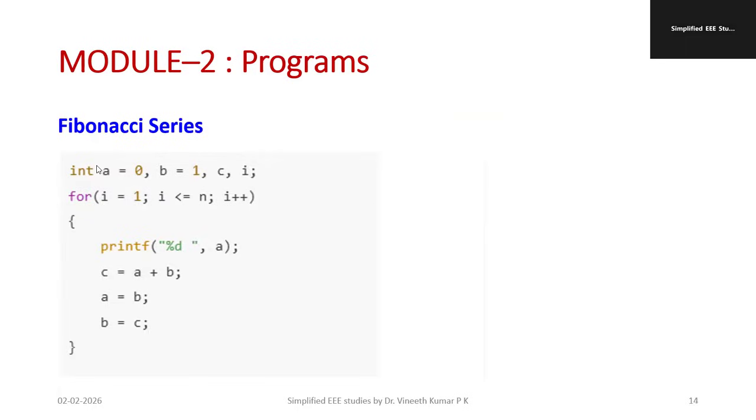Fibonacci series is very, very important. Write a program on Fibonacci series. Declaration of the variables. Then you are supposed to use the for loop. So here C is equal to A plus B, A is equal to B, B is equal to C. This logic you are supposed to add.